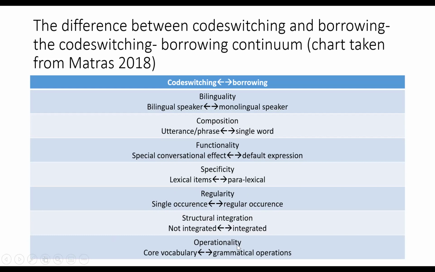Okay, we talked about structural integration, and then we have operationality, which has to do with core vocabulary. So if it's a core vocabulary item that's being used, it's probably code switching. And with operationality, what you might find is grammatical operations, and that's more likely to be borrowing.